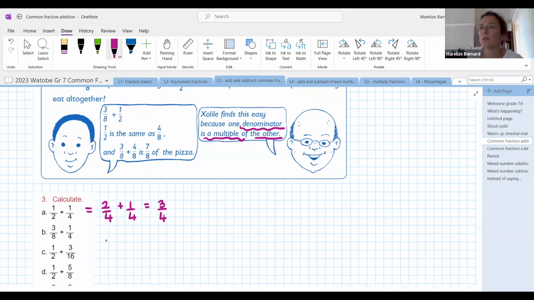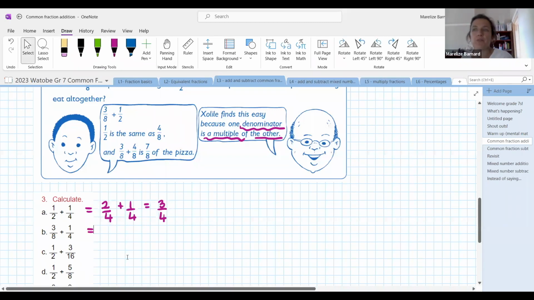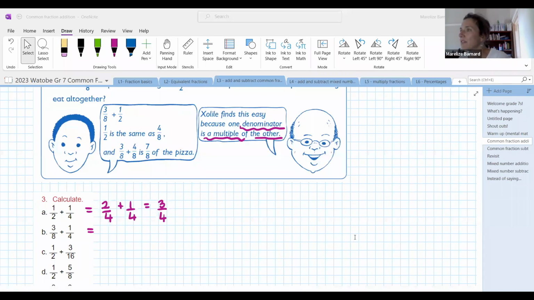All right, let's do one more together, and then you can try the rest on your own. 3/8 plus 1/4. What are we going to do here? Put in the chat what you think. So it seems like we're going to change the quarter to eighths.